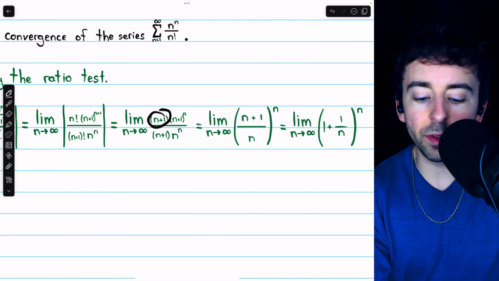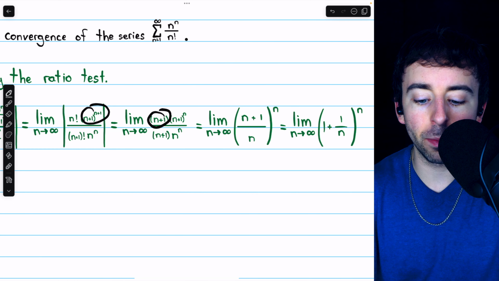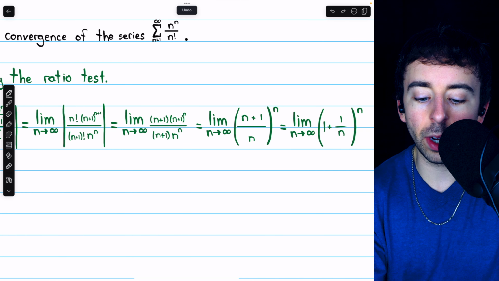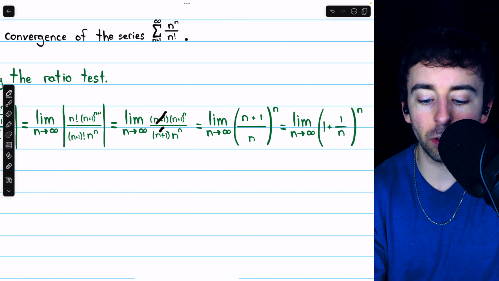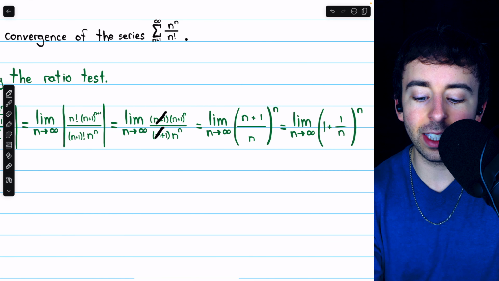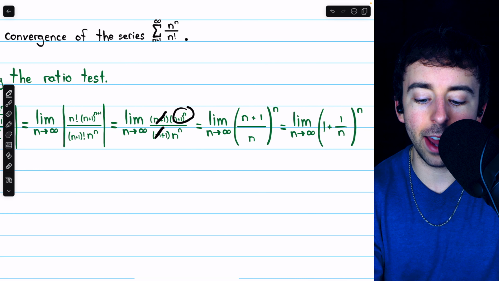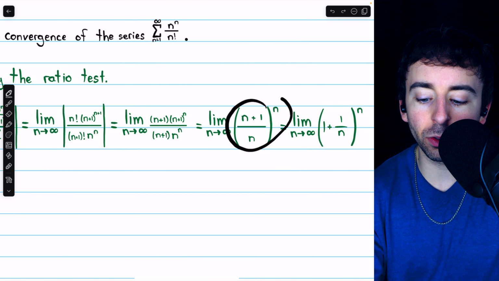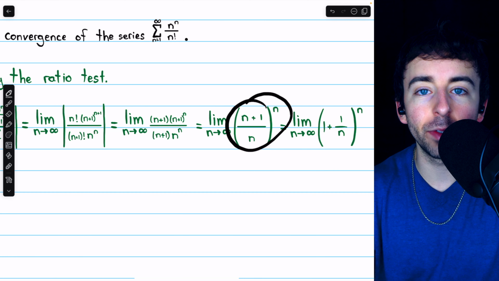Since we took one of the n plus 1 factors out of n plus 1 to the n plus 1, we now have this n plus 1 in the numerator, which we can cancel out with the n plus 1 in the denominator, thus leaving us with n plus 1 to the n divided by n to the n, which we can rewrite as n plus 1 over n to the power of n.